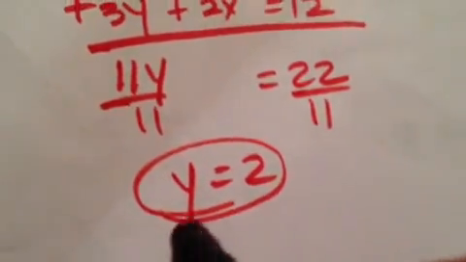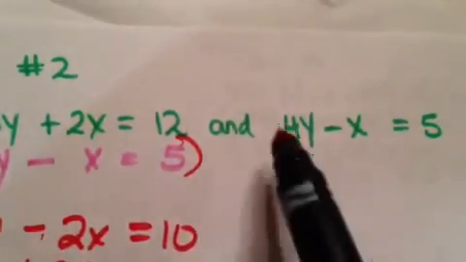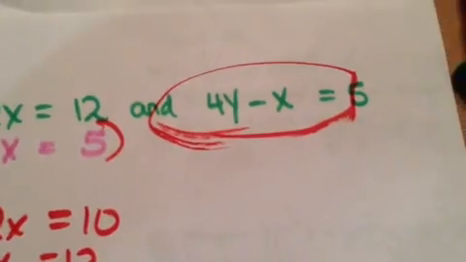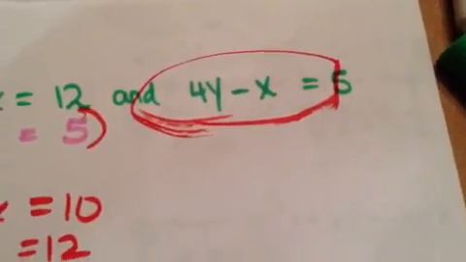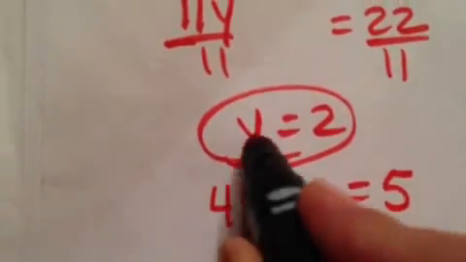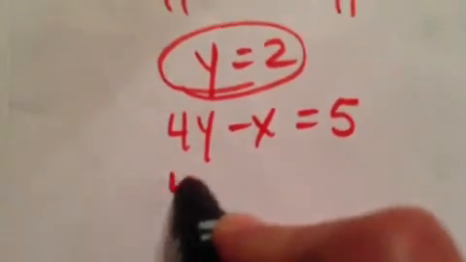Okay, go back up here, pick any equation you want so that you can solve for x. I'm going to just pick this one. Why not? So I'm going to copy it down here. It says 4y minus x equals 5. But since y is 2, where I see the y, I'm going to put in a 2.